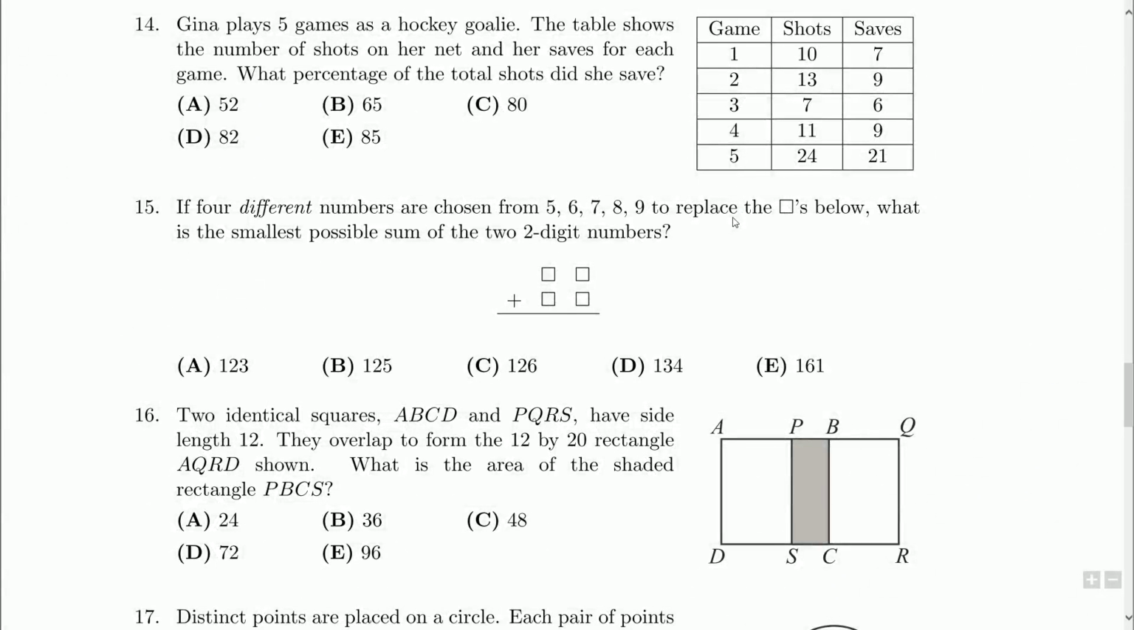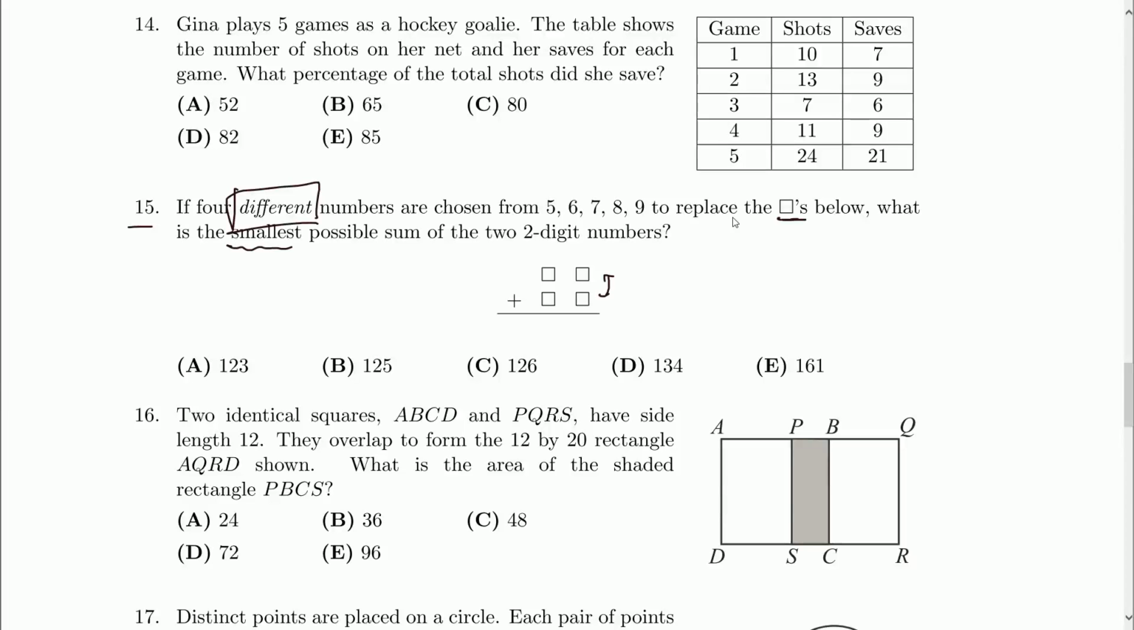We're looking in this video at question number 15 on our grade 8 Gauss paper from the year 2010. If four different numbers are chosen from 5, 6, 7, 8, 9 to replace the boxes below, what is the smallest possible sum of the two-digit numbers?